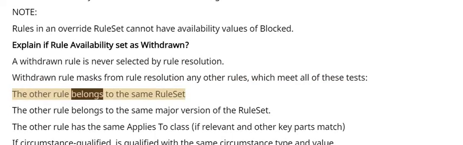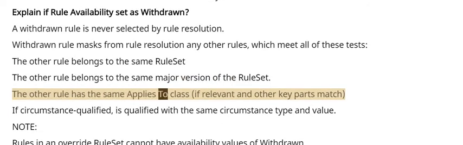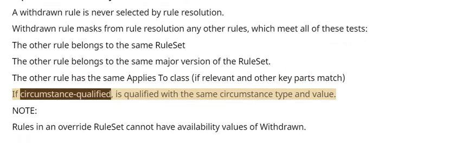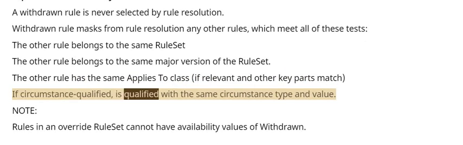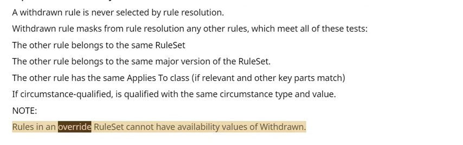The other rule belongs to the same rule set. The other rule belongs to the same major version of the rule set. The other rule has the same applies to class, if relevant, and other key parts match. If circumstance qualified, it is qualified with the same circumstance type and value. Note: rules in an override rule set cannot have availability values of withdrawn.